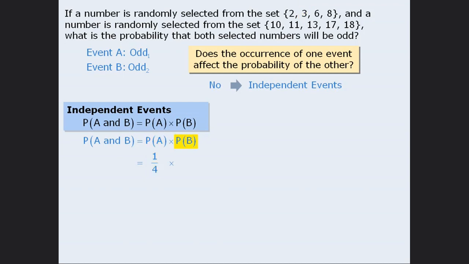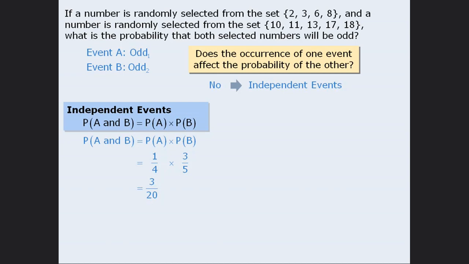Now on to the probability of event B, selecting an odd number from the second set. Well, the second set has 5 numbers, and 3 of them are odd. So the probability of event B is 3/5. At this point, we can multiply the two probabilities to get 3/20. So the probability is 3/20 that both selected numbers will be odd.